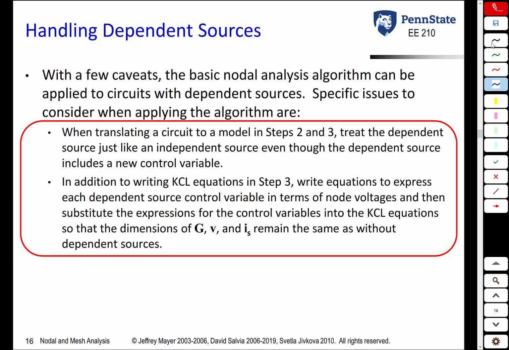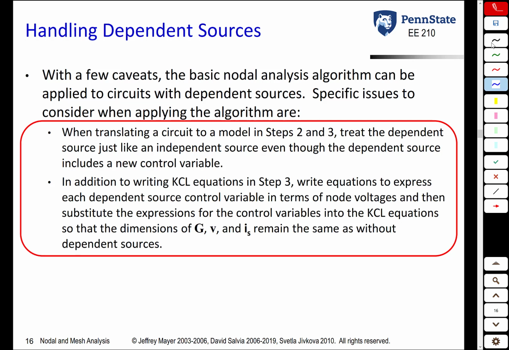The first thing that you want to do, when you write your equations for your circuit, you treat the dependent sources just as if they were independent sources. If it's a dependent voltage source, treat it like an independent voltage source. If it's a dependent current source, treat it like an independent current source. But the other thing you need to do then is once you set up all your variables, you look at the controlling variable. For example, if it's a voltage-controlled current source, that controlling voltage is your control variable.